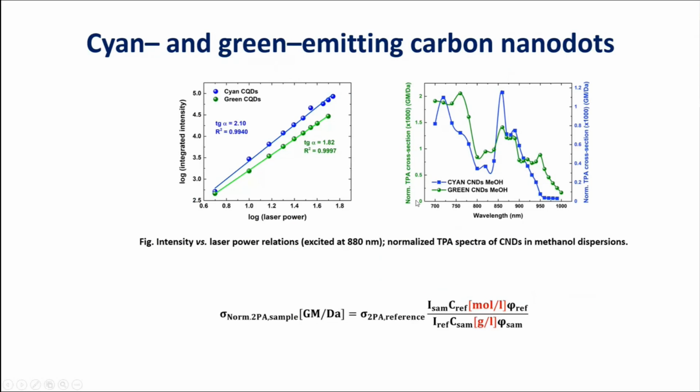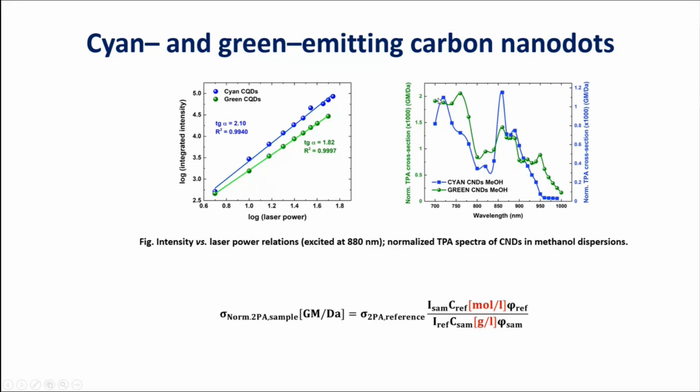So first, we also checked the two-photon absorption cross-section, if at all we can actually excite the carbon nanodots, as it's not obvious. It doesn't apply to all the materials. And we checked the laser intensity versus laser power relations. Here we excited with 880 nanometers. And you could see here that indeed it's a two-photon process, both for the cyan and for the green nanoparticles, and actually the spectra are pretty complex.